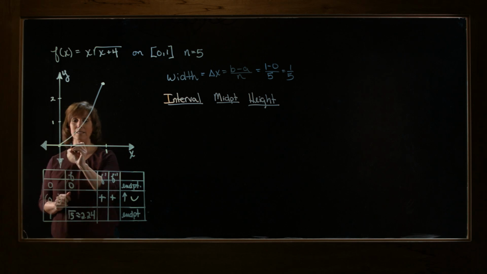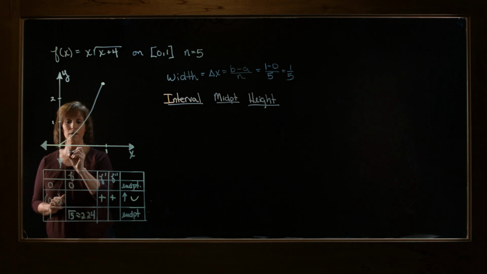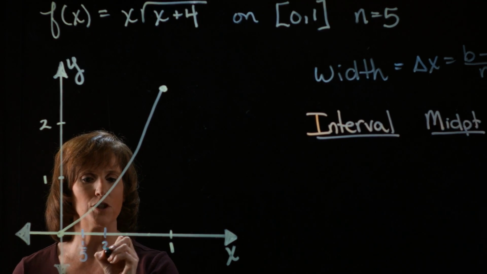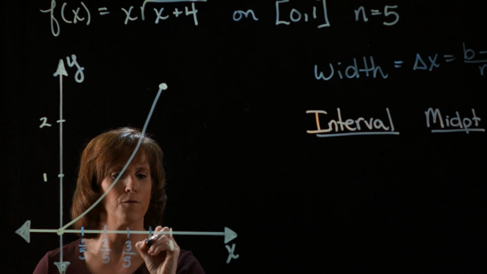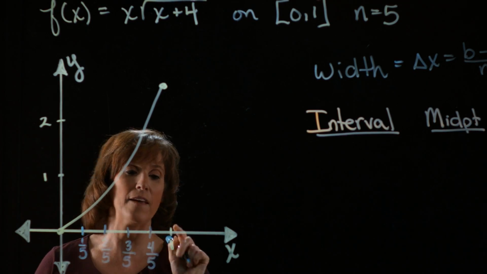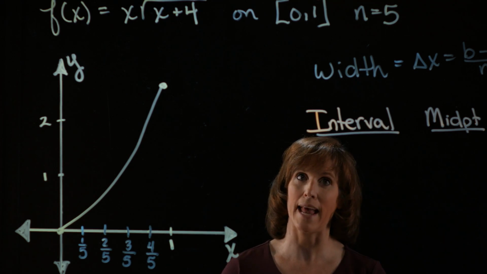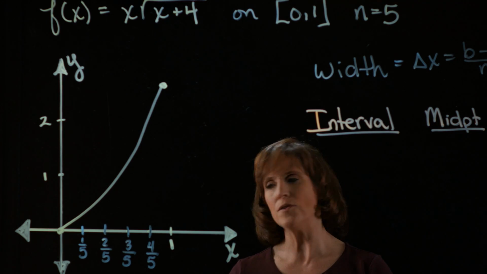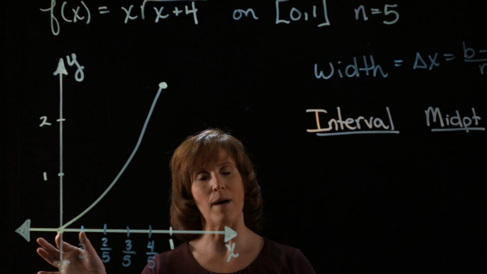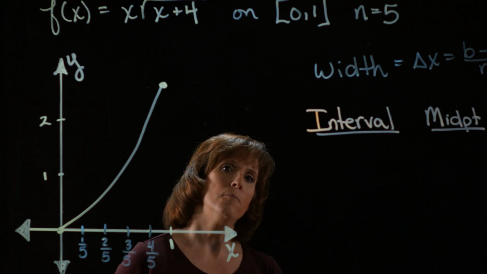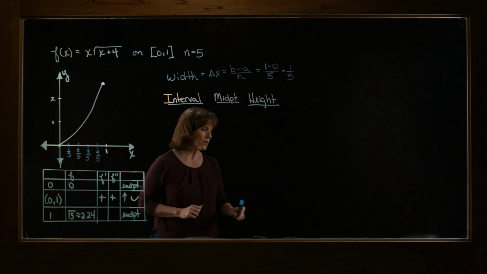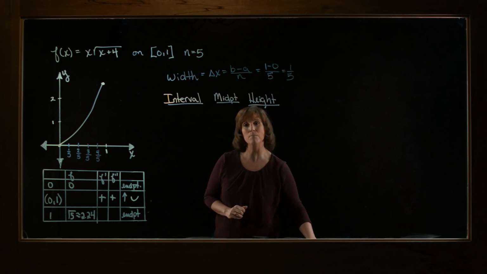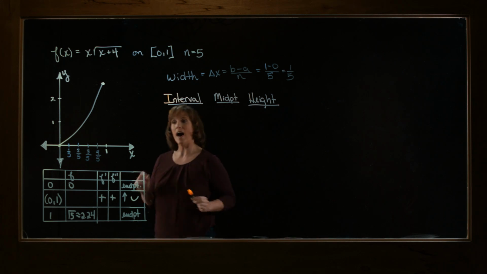So I'm going to start at 0 and I'll move to 1/5, then 2/5, 3/5, 4/5, and then 5/5 takes me to that right endpoint. All right, so now I have the widths of my rectangles marked off. But I also need the height of those rectangles. What I'm going to do is I'm going to use the midpoint to find the height.